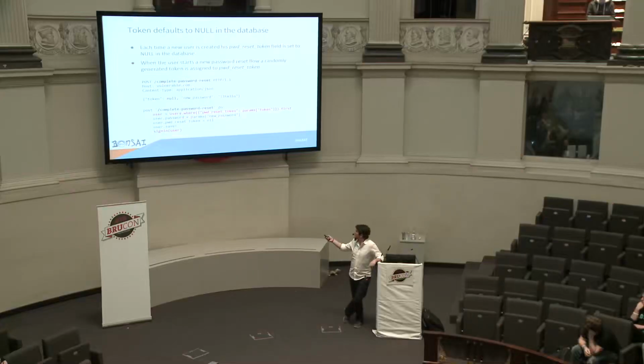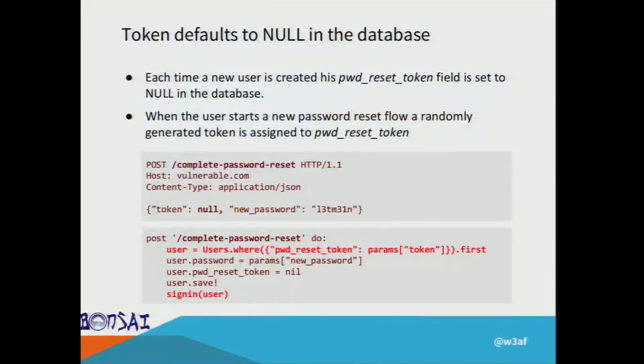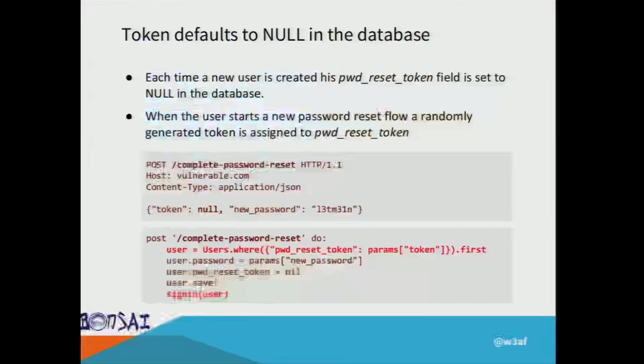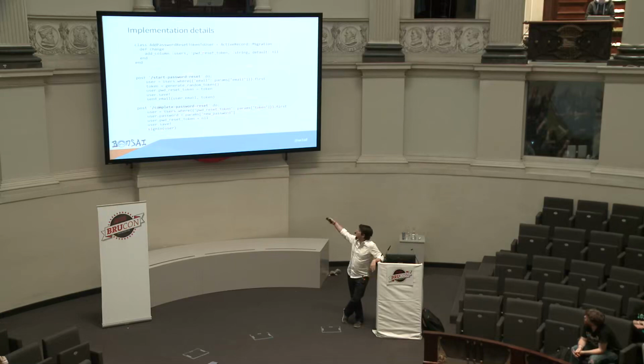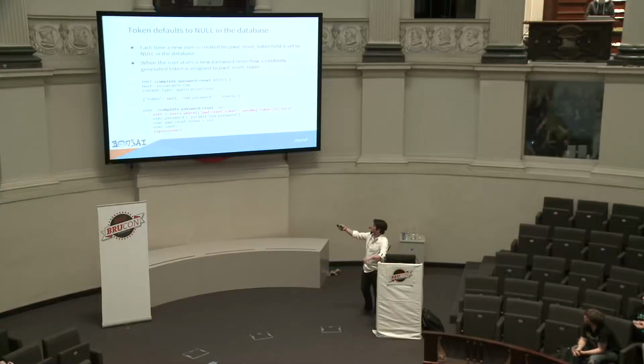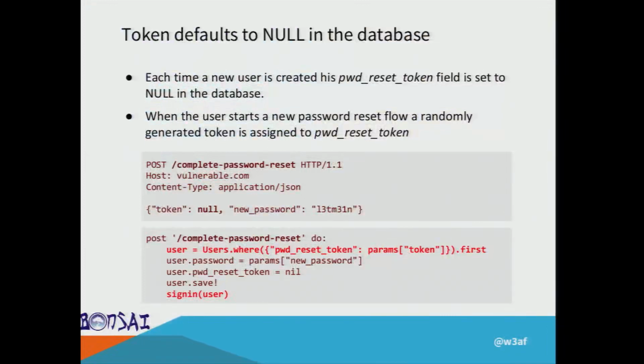And what happens here is that when an attacker sends this HTTP request, this query to the database is going to return the first user in the database for which the password reset token column is null. And we said here that by default, all the new users in the system have null. So by sending this HTTP request, an attacker is resetting a random user's password to "let me in."